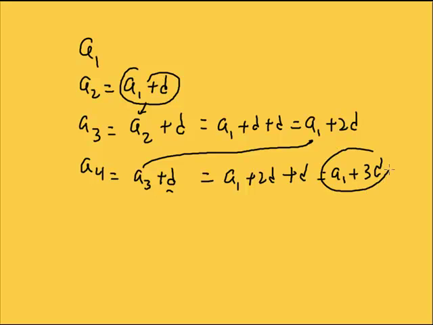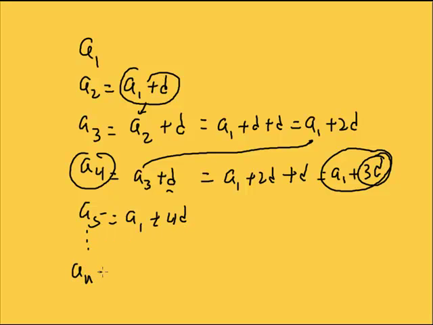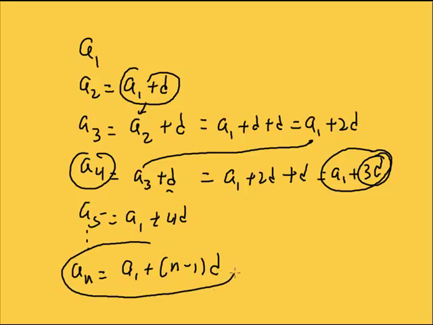So notice there's a pattern here. On the fourth term, I'm adding 3 differences. So my a sub 5 will be a sub 1 plus 4d, and so on and so forth. So if I want to find a sub n, that means any term, the nth term, it will be a sub 1 plus (n minus 1)d. And using that formula, I can find any term that I want.